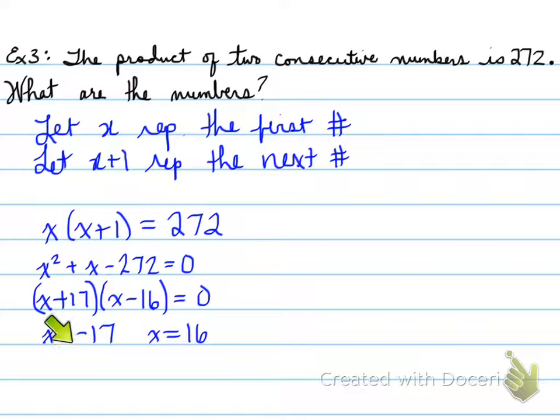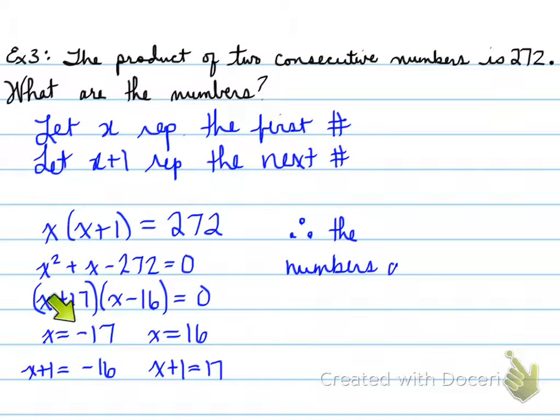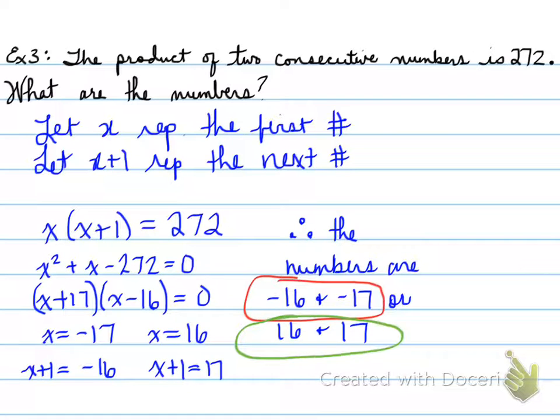What we now have to do is find the next number that goes with each of these. With negative 17 goes the number negative 16. With 16, the next number is 17. So these are your two pairs of numbers. One pair is negative 17 and negative 16. The other pair is 16 and 17. These are the different pairs of numbers that satisfy the problem in the beginning.